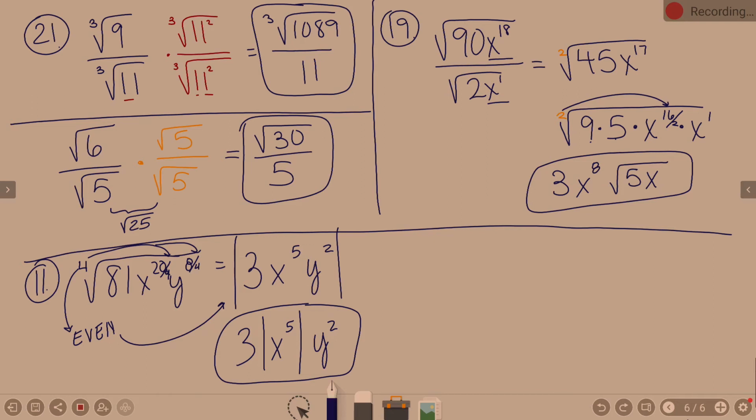Okay, so does that help a little bit on that section? And I will say, that was number 11, we had to consider square root. If you look at number 10, I never put any absolute value. And why did I never use absolute value on number 10? Because it was an odd cube root.